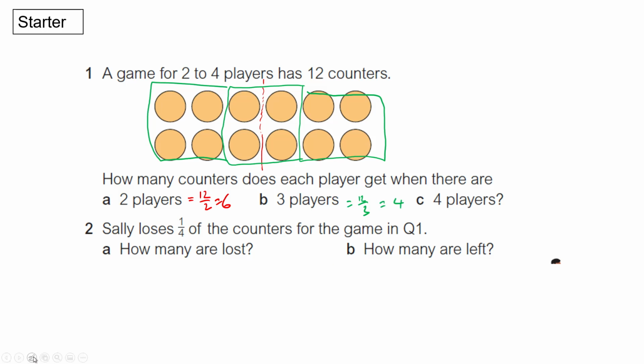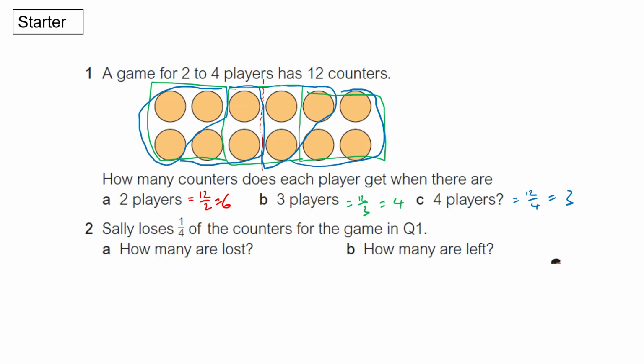And for part C, I'm going to change to blue. If there are 4 players, then you get 12 counters divided by 4, which is 3 counters each. And you can see that on here. It's a bit of an awkward one to divide. 3 counters each, like so. That's one group. And then another group here. That's 2. Third one. And final group there. Okay, good. I'm just going to go back to red, if I can find it. There it is.